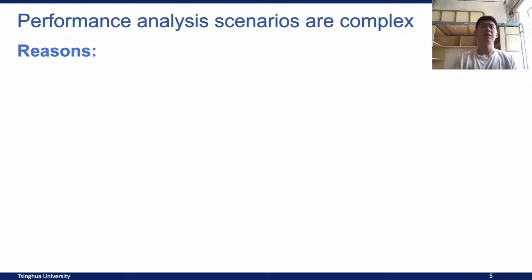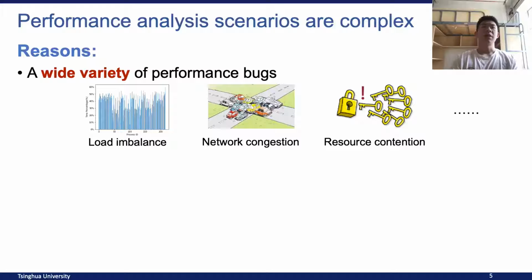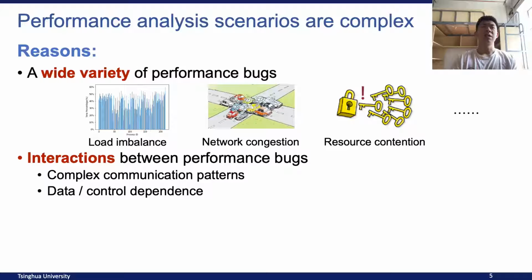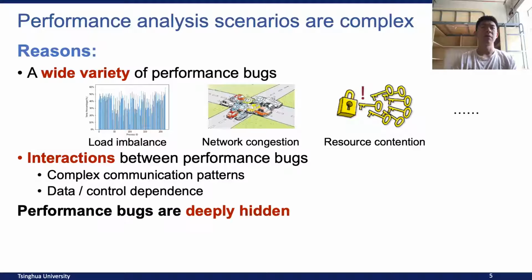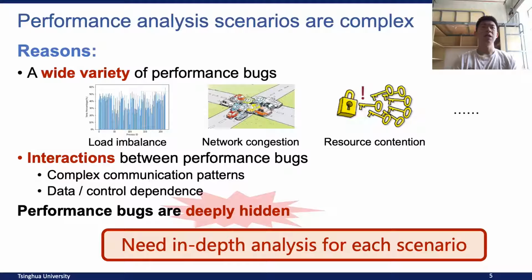But performance analysis scenarios are complex. It is caused by many reasons. First, there are many kinds of performance bugs like load imbalance, network congestion, and resource contention. Besides, the interactions between performance bugs make the performance analysis scenarios more complex. For example, the inter-process communication pattern and intra-process data control dependence. Because of these reasons, performance bugs are deeply hidden. We need in-depth analysis to detect these deeply hidden performance bugs for each scenario.